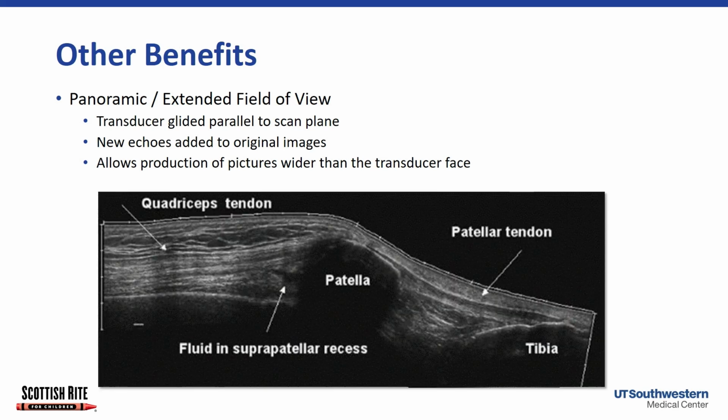So here's a picture of the whole extensor mechanism of a knee. So you see on the left, you can get the quad tendon. If you wanted, you could even go up and track down the quad muscles, and you can track that all the way down across the kneecap and down to where it attaches on the tibia. And then you get this whole panoramic view, so you can see the whole desired area that you want to look for any type of injury, or you can measure this to see how it compares to the other side.